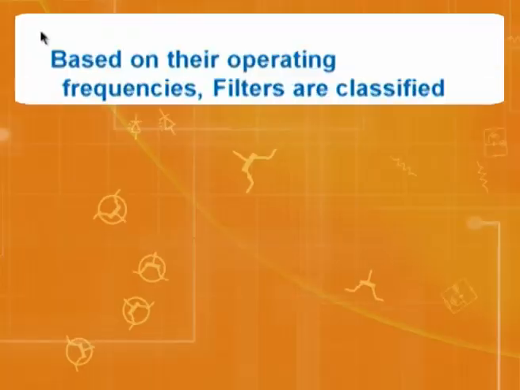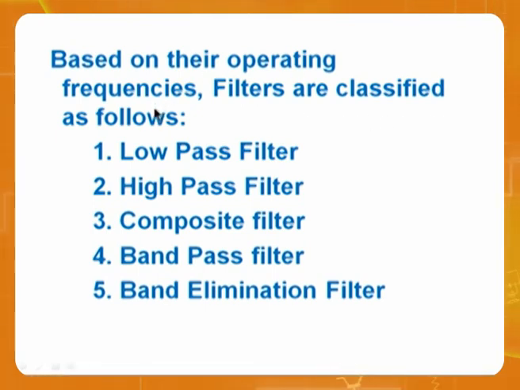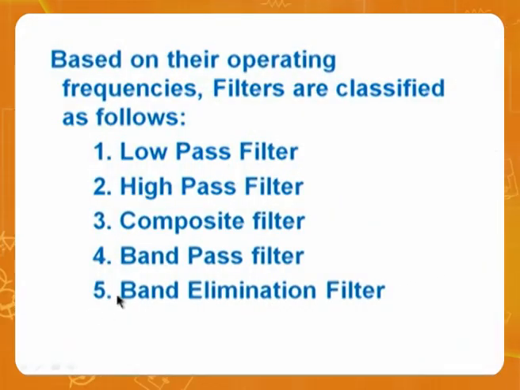Now, based on their operating frequencies, filters are classified as follows. I am classifying them as 5. Low pass filter, high pass filter, composite filter. Composite is actually of two types: low pass composite and high pass composite. In fact, we need to bring out something called the M derived filter. Fourth one is band pass filter. Fifth one is band elimination filter. So totally we can have 5 filters, and we have to study those 5 filters. That is how we can start our classification as such.